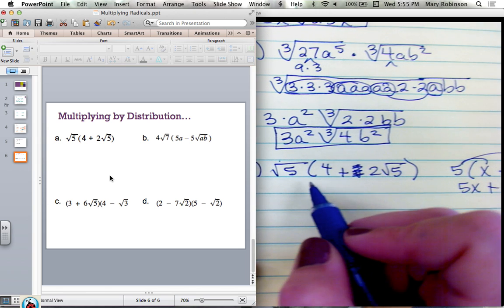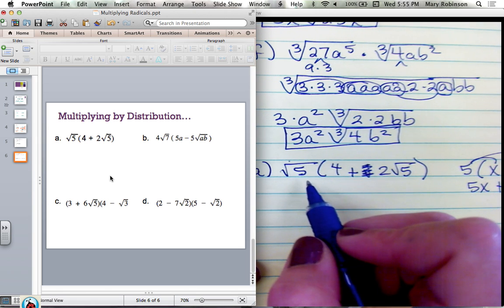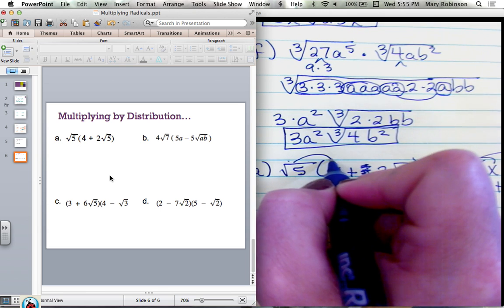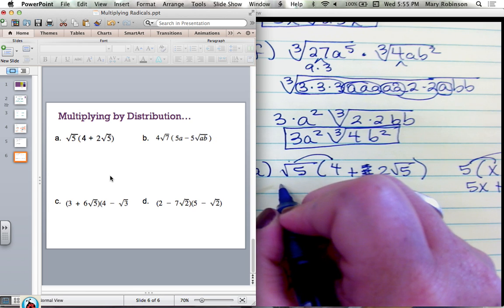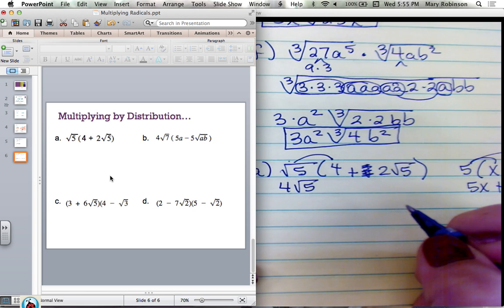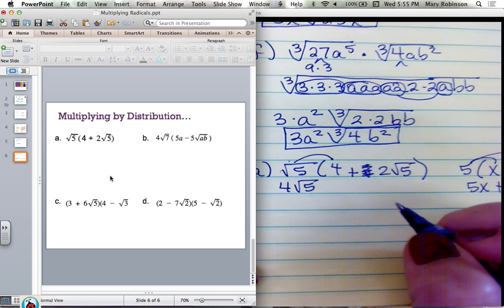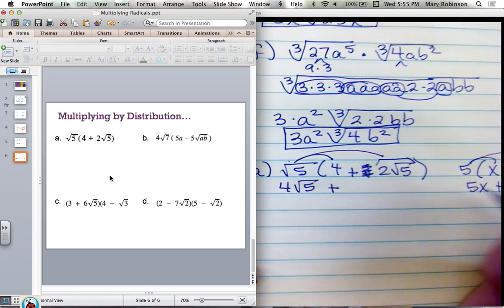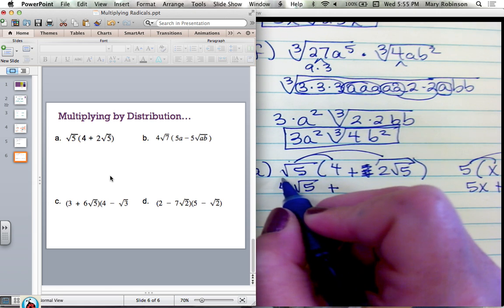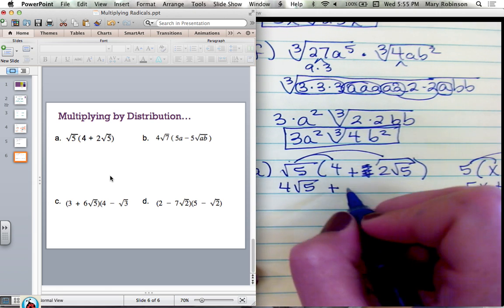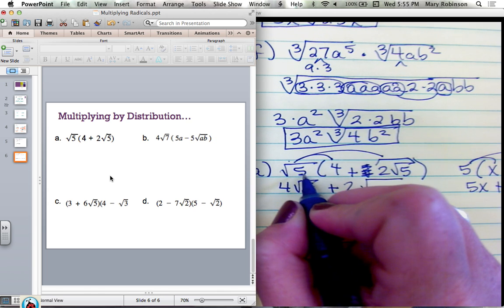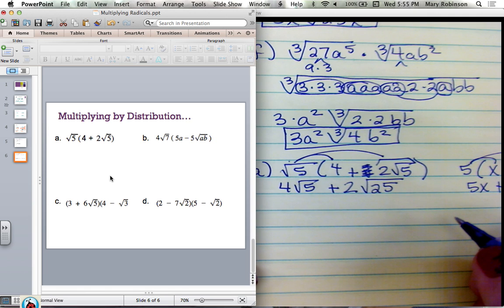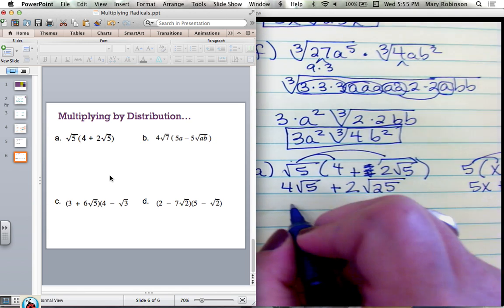Only you need to remember that you can only multiply numbers under a radical together and numbers outside of a radical together. So in distributing the square root of 5 to 4, I'm going to have 4 square roots of 5. I'm not going to multiply them together. Plus, when I multiply this, I'm multiplying it by the whole term here. So my 2 doesn't have any other number other than 1 to be multiplied with, so it's just 2 square root of, and the square root of 5 times the square root of 5 is the square root of 25. And then we must simplify anything that can be simplified.